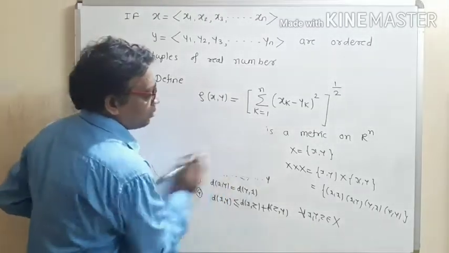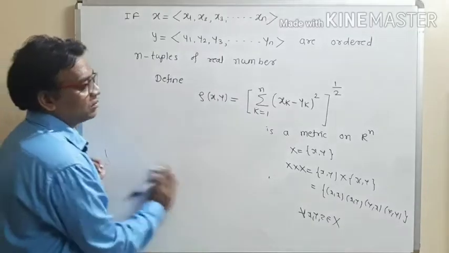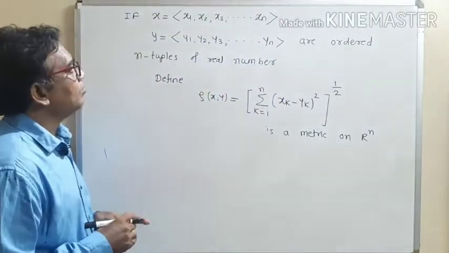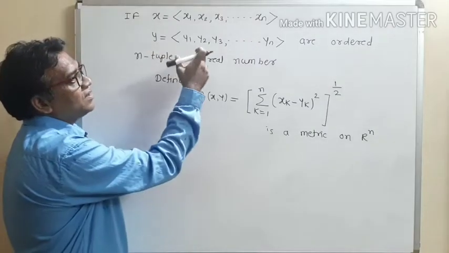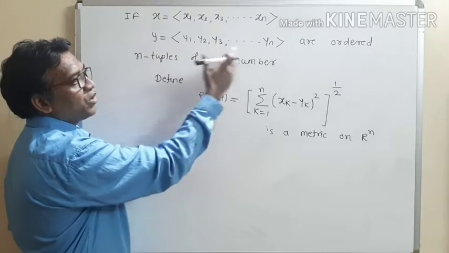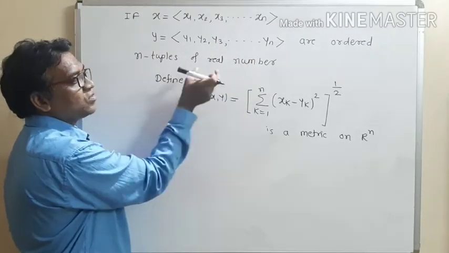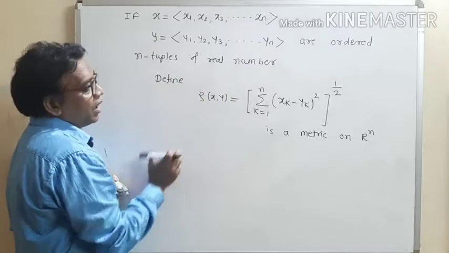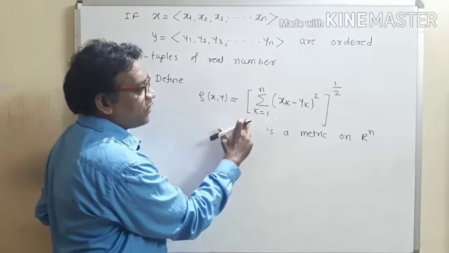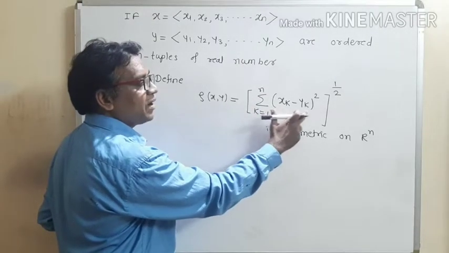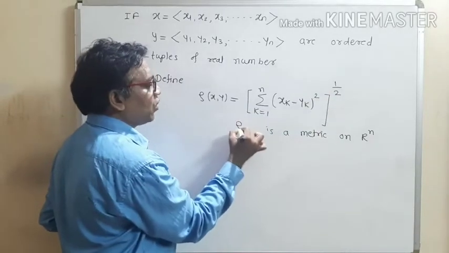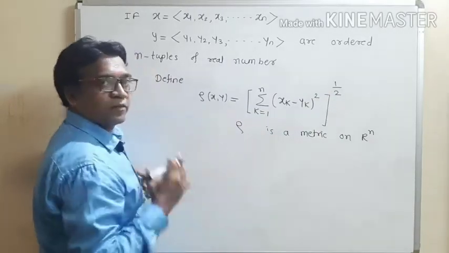Now let us take some more examples on metric space. Now this is our third example. If X contains the ordered n-tuples x = (x1 to xn) and y = (y1 to yn) are ordered n-tuples of real numbers, and define this function rho, it is given by the summation k varies from 1 to n, (xk minus yk) whole square, raised to 1/2, then show that rho is a metric on Rn.